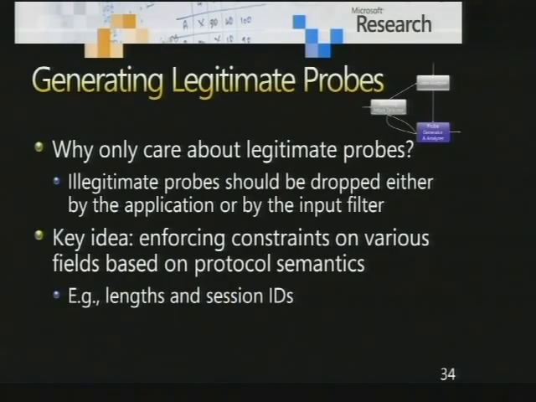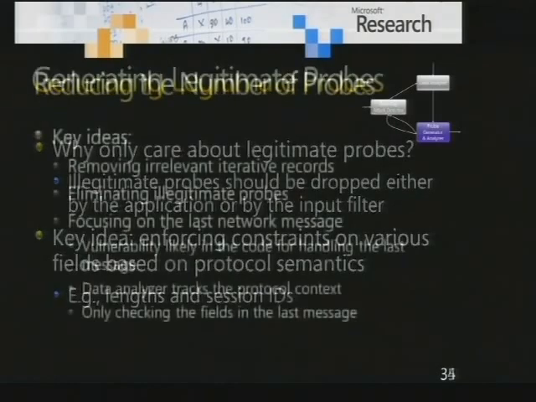The key idea about generating legitimate probes is to enforce constraints on various fields based on protocol semantics. For example, if you recall, in Tupni we want to enforce constraints on the input, saying, oh, this is a checksum field. Every time I change certain fields the checksum depends on, we need to fix the checksum too. And also the length field, which specifies the size of the record sequence. So we enforce these constraints so that we'll get legitimate probes.